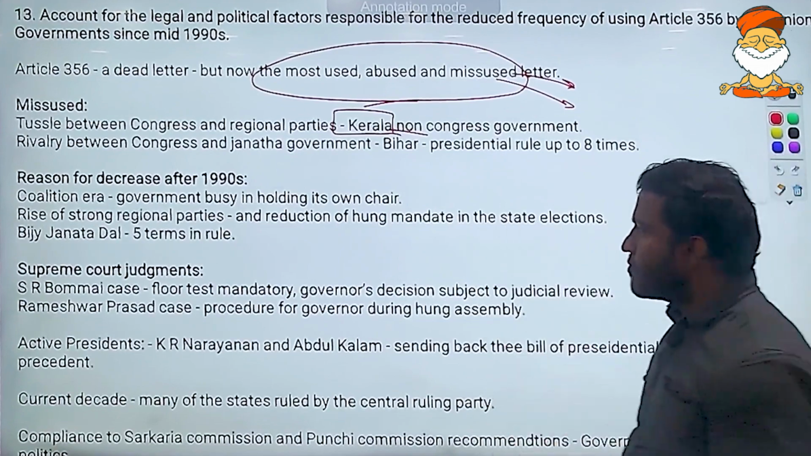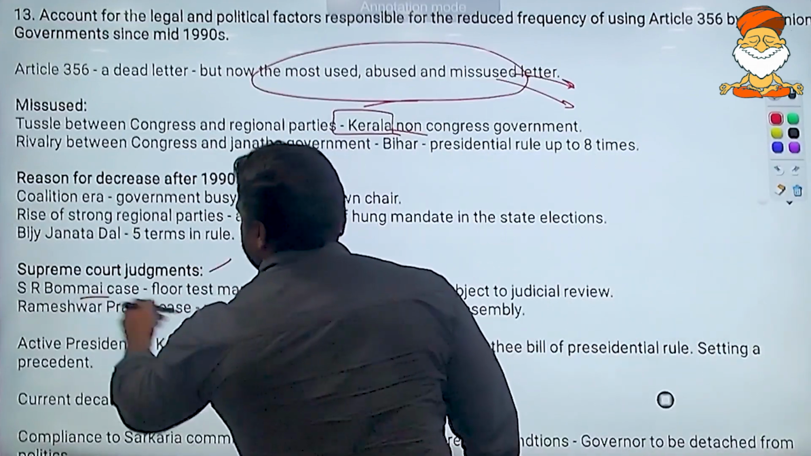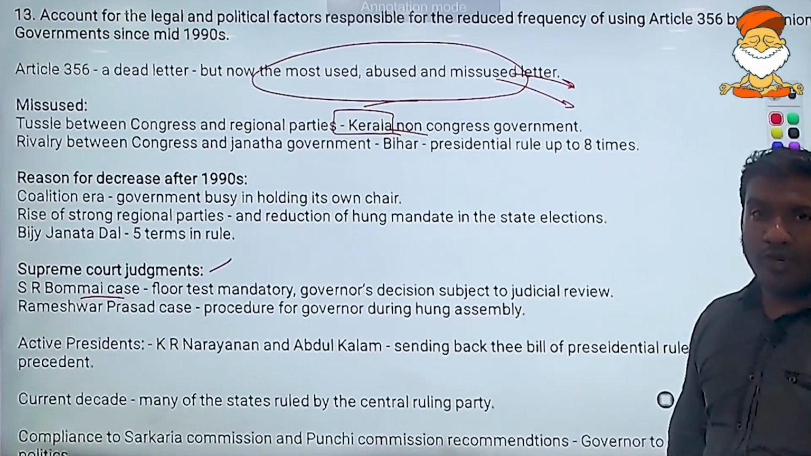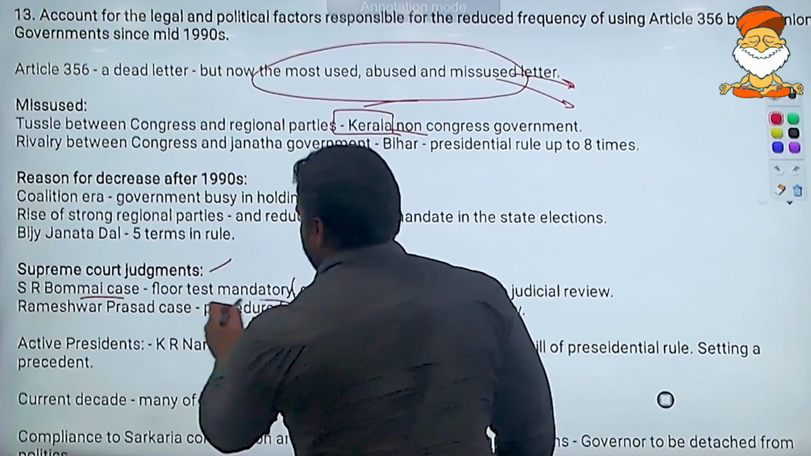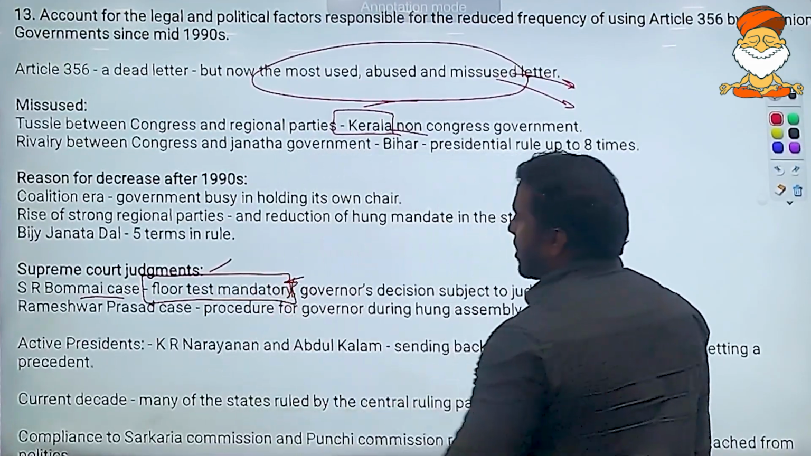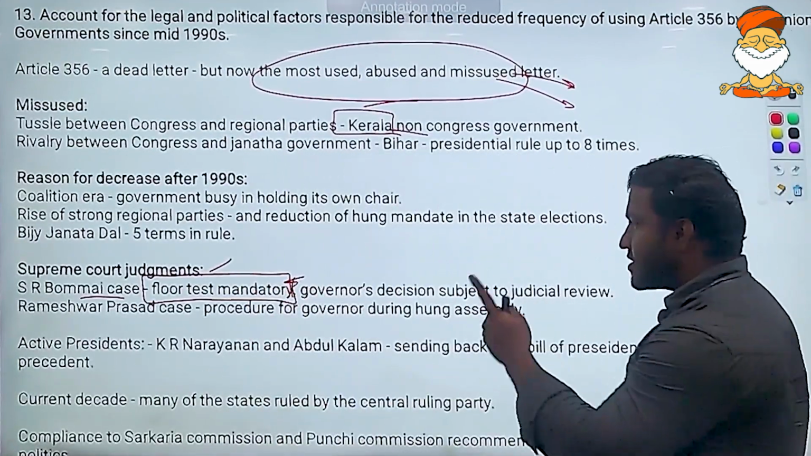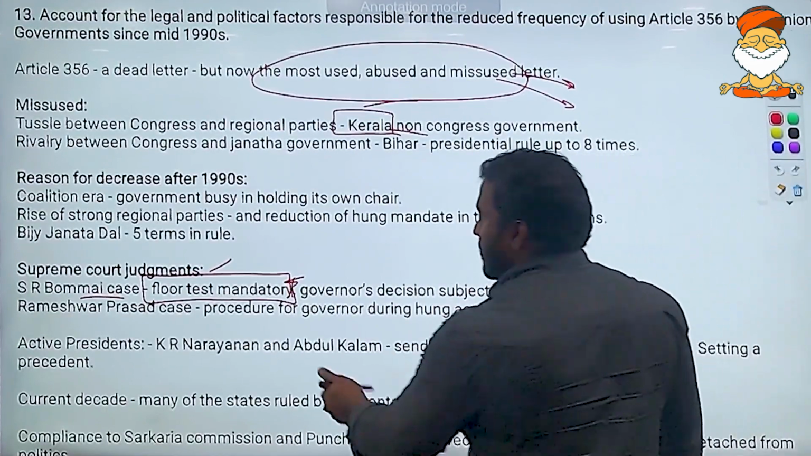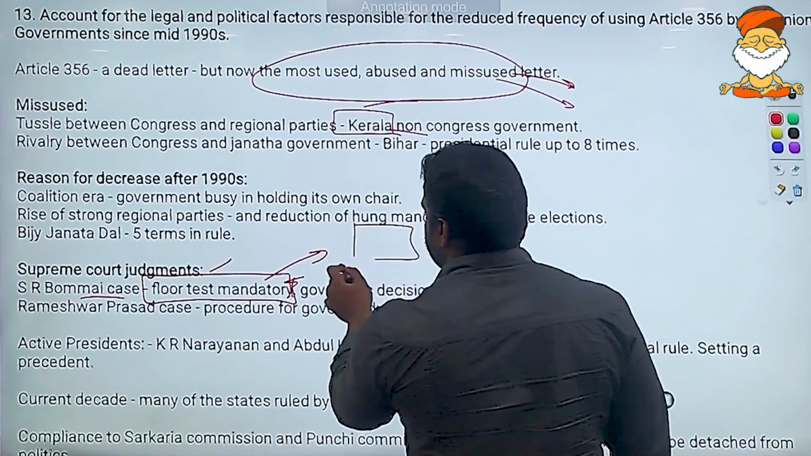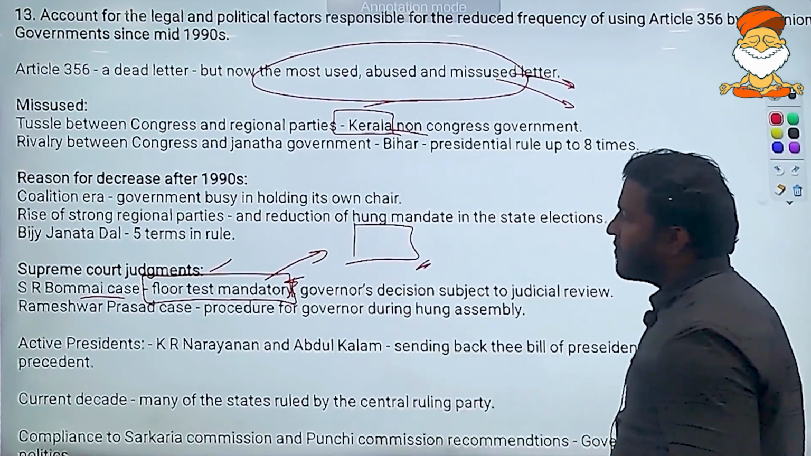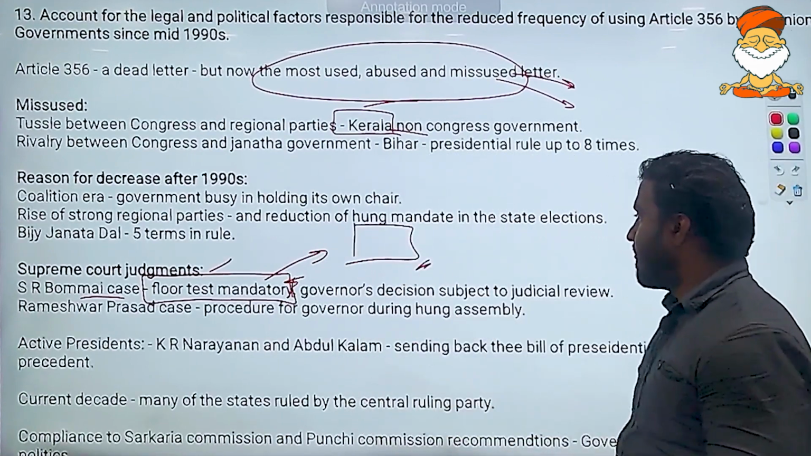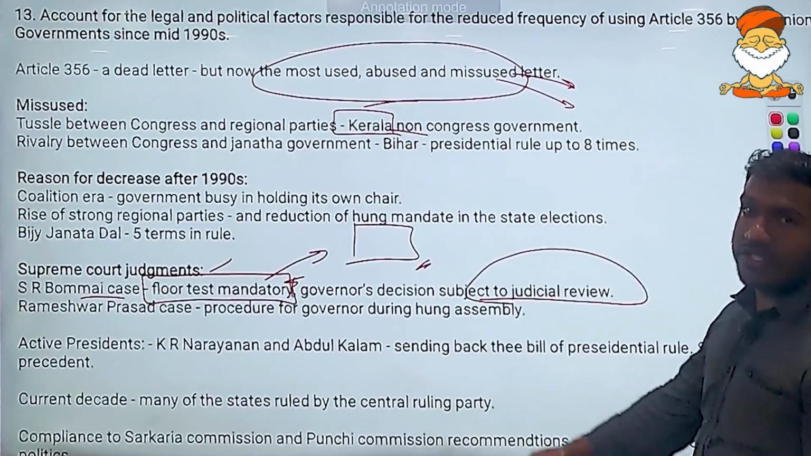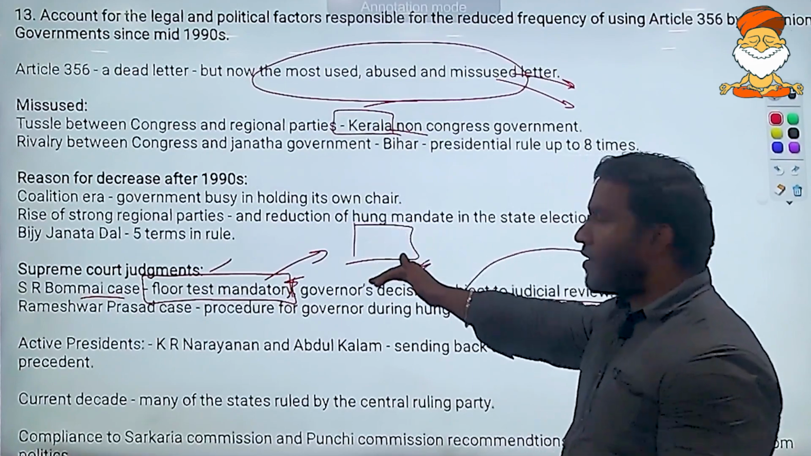Then came the role of Supreme Court judgments. The S.R. Bommai case: federalism, the basic structure. At the same time, floor test should be mandatory. When you are checking the majority of a government in a house, the floor test is the one which you can use. So the governor should be satisfied only with the floor test. His document of satisfaction to impose Article 356 should not be without this, and the governor's decision should be subject to judicial review. So this also toned down the activism of governors.